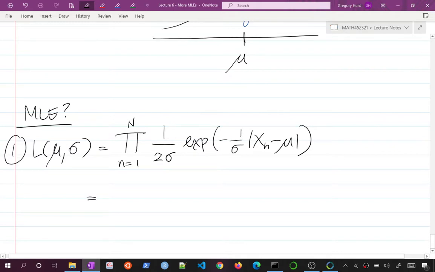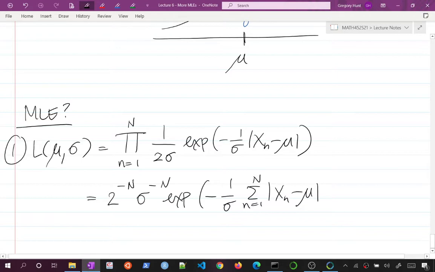What can we do? We can simplify this a little bit. We get 1 over 2 to the n, sigma to the negative n, exponential of negative 1 over sigma. Now we get, instead of the sum of the squares, the sum of the absolute values.